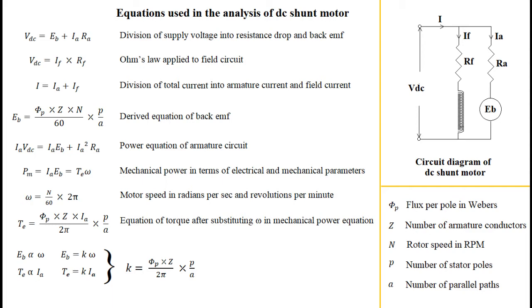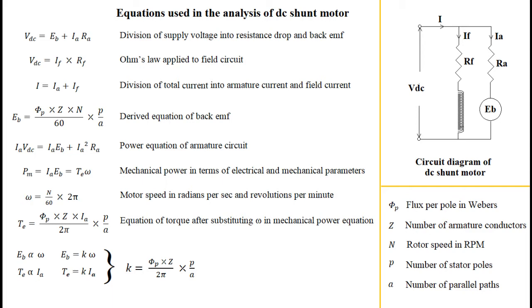The first equation is written using armature circuit that explains voltage division of supply voltage into two components. One is back EMF and other component is voltage drop in armature resistance. Next equation is simply Ohm's law applied to field circuit of shunt motor.